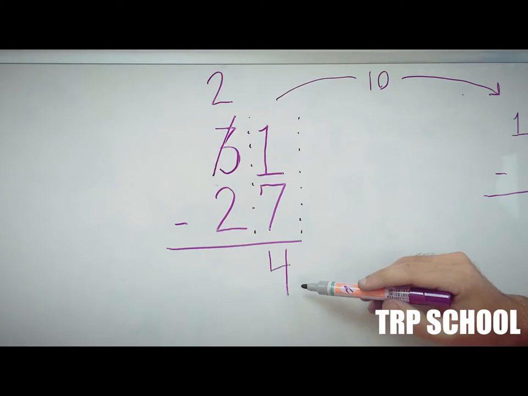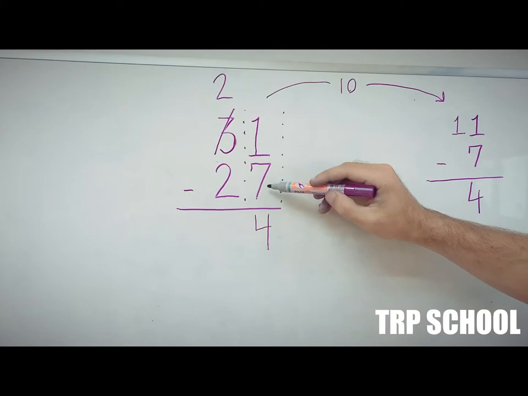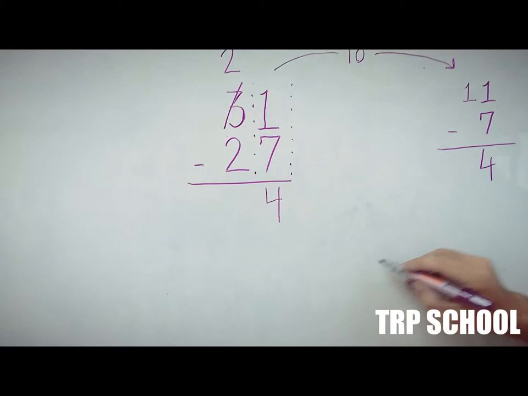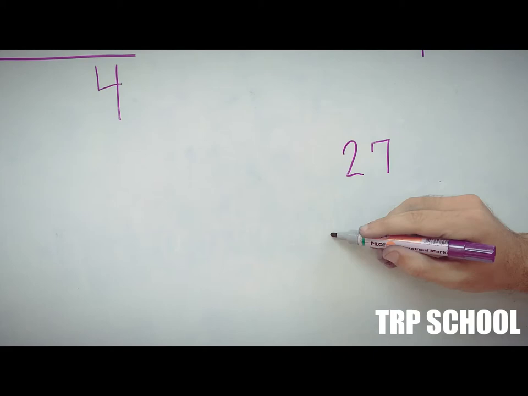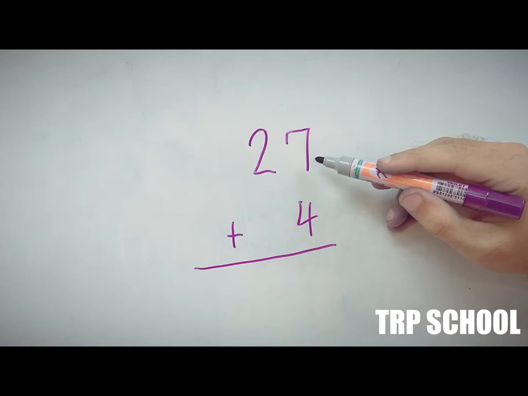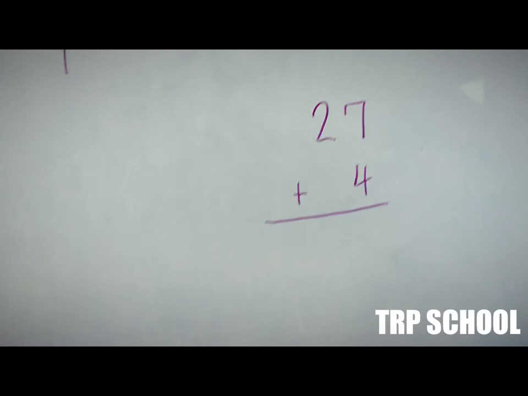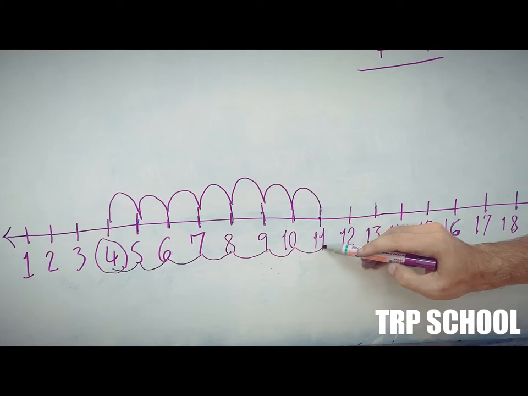Now, I want to check my work by adding 4 to my 27 and seeing if it gets me 31. Let's try. 27 plus 4. 4 and 7. Let's count this. 4 plus 7. 1, 2, 3, 4, 5, 6, 7 is 11, just as before.